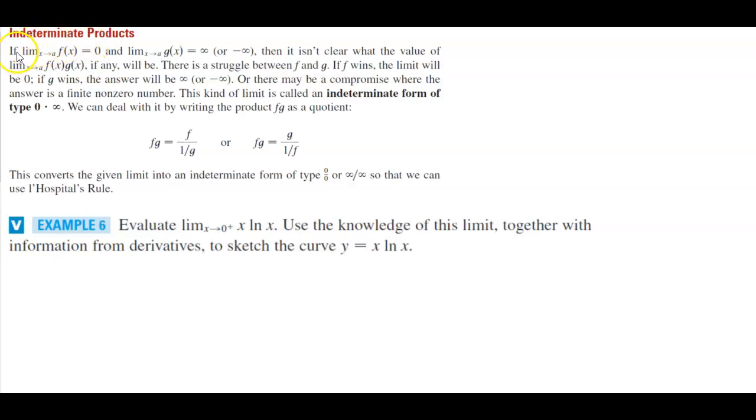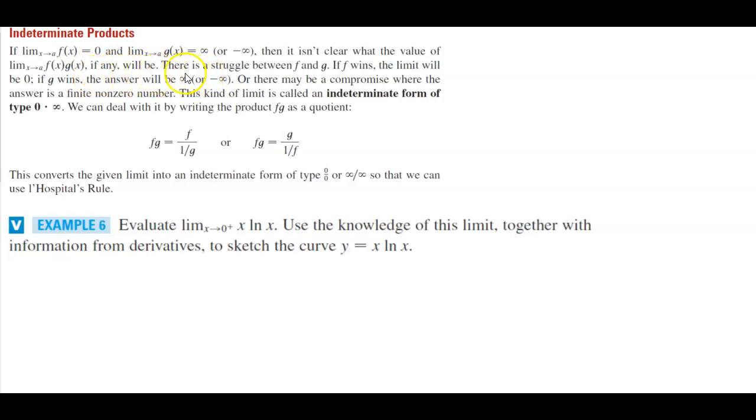Indeterminate products. If the limit as x approaches a of f of x is equal to 0, and the limit as x approaches a of g of x is equal to infinity or negative infinity, then it isn't clear what the value of the limit as x approaches a of f of x times g of x will be, if any.